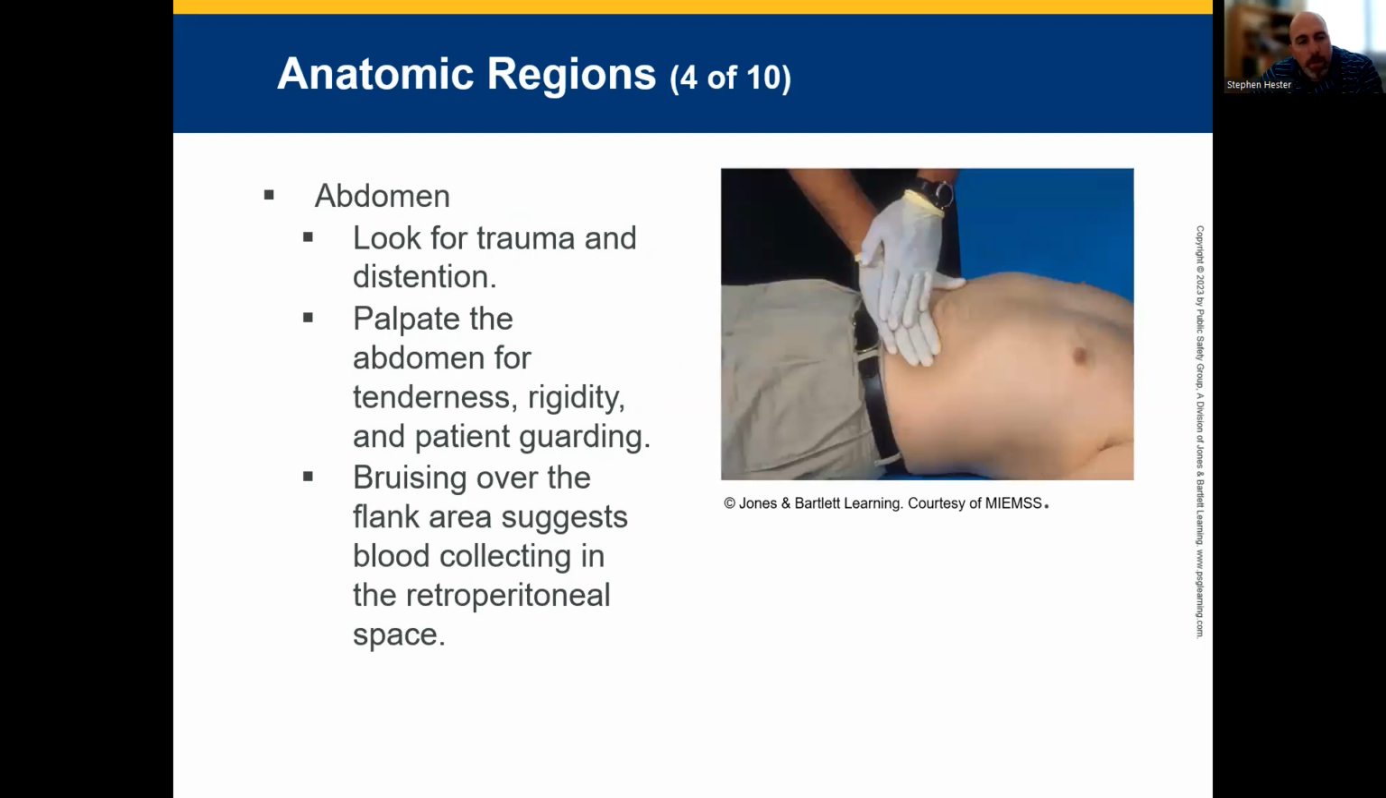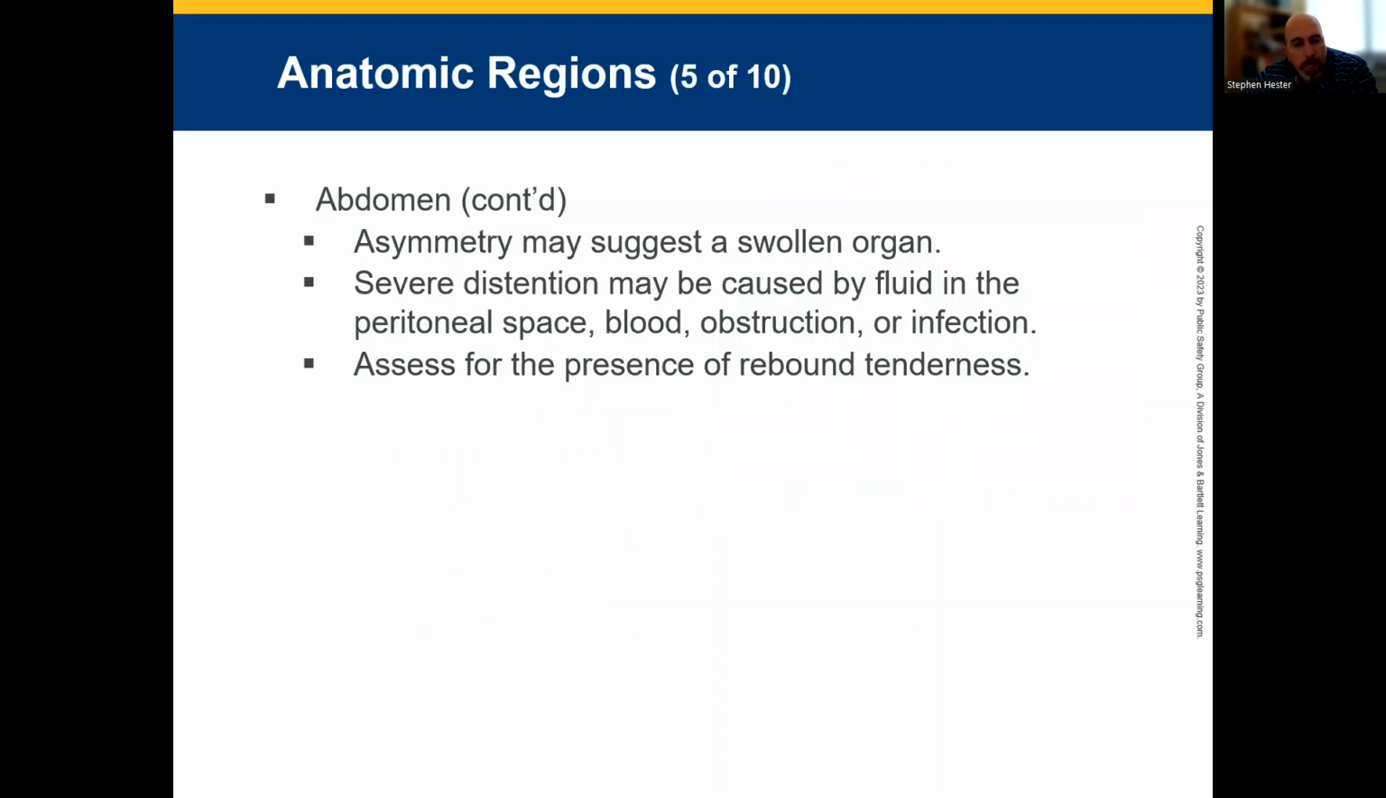All right, we'll palpate the abdomen. If they are complaining of a specific region hurting, please don't start with that region. Go to the other ones, and then possibly come back around. We've got bruising over the flank area, so blood collecting in the retroperitoneal space. Asymmetric may suggest a swollen organ. Severe distension may be caused by fluid accumulation, and then test for rebound tenderness, possibly going up into the shoulder area, radiating downward.